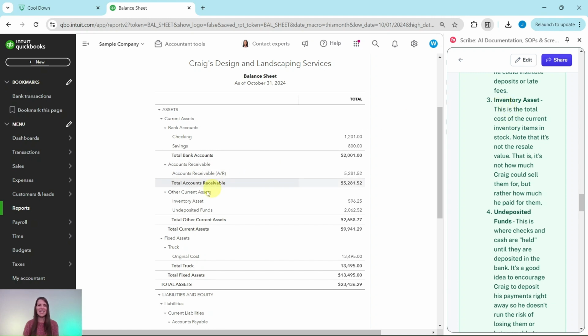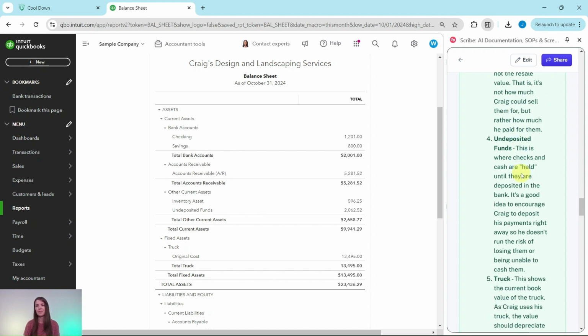The next thing is this inventory asset, which is showing right here. This is the total cost of the current inventory items in stock. Note that it's not the resale value. That is, it's not how much Craig could sell them for, but rather how much he paid for them.